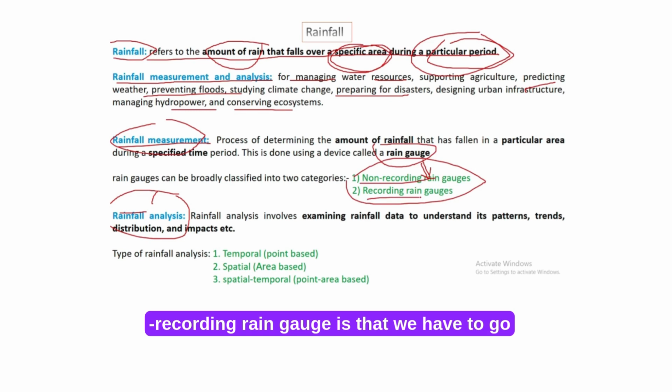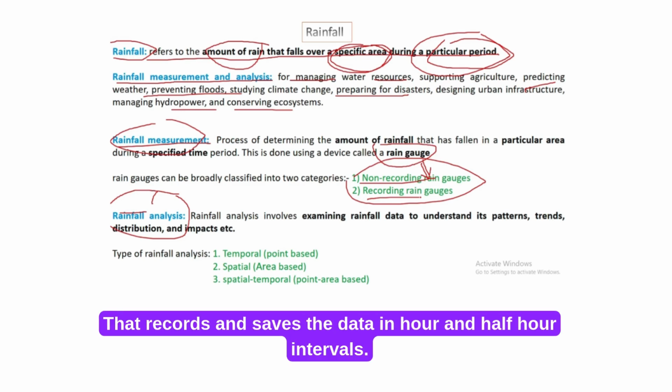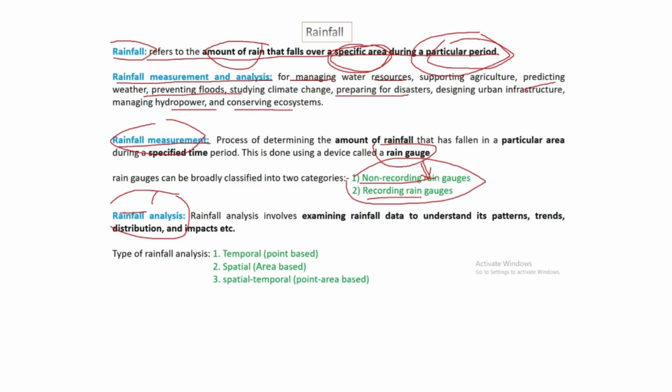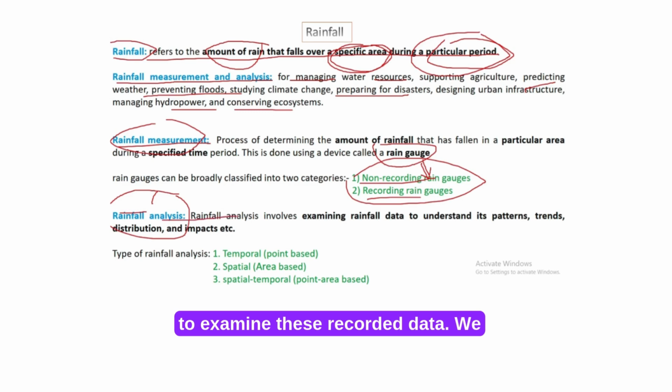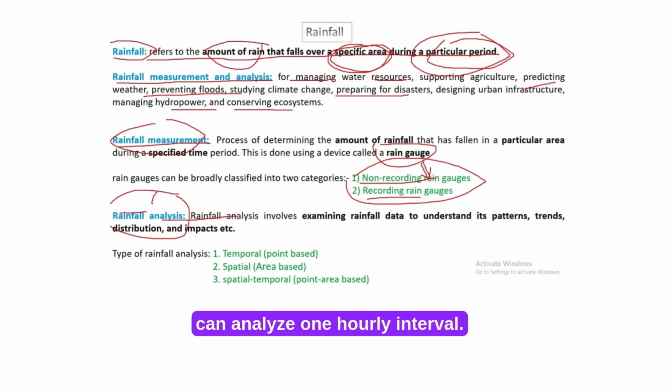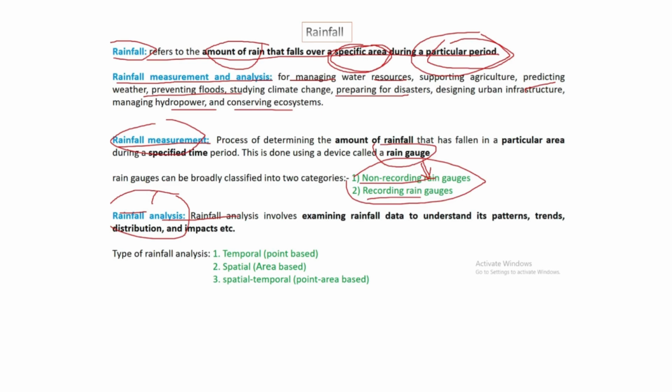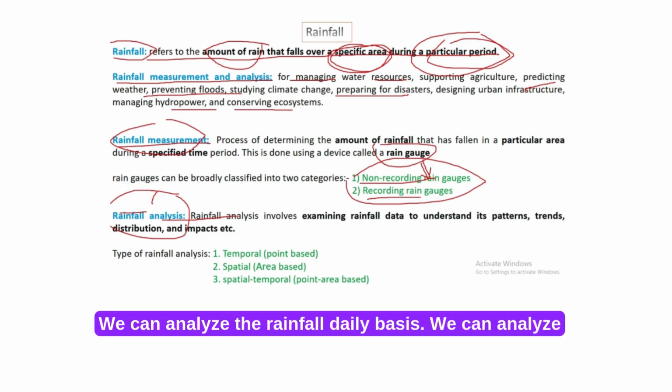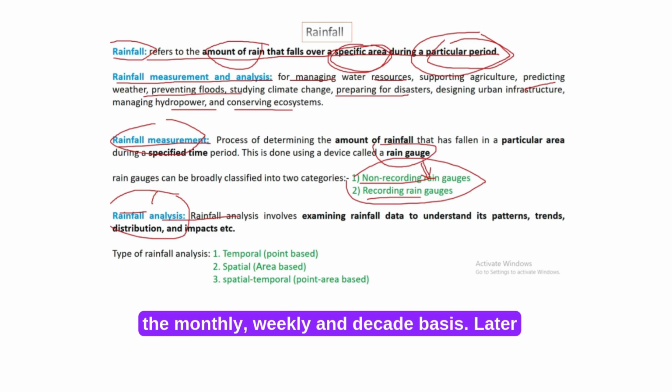With a non-recording rain gauge, we have to go to the instrument site to collect the data at half-hourly and hourly intervals. But a recording rain gauge is an automatic instrument that records and saves the data at hourly and half-hourly intervals. And for the analysis, we can examine this recorded data at half-hour intervals, at 1-hourly intervals, on a daily basis, and on monthly, weekly, and decadal bases. Later we will discuss that.